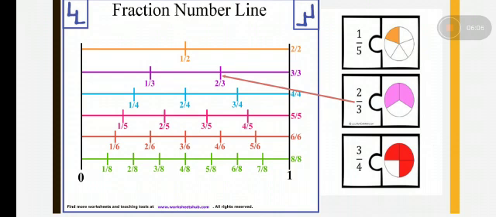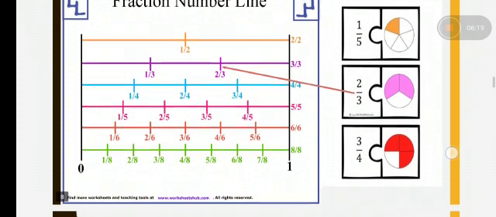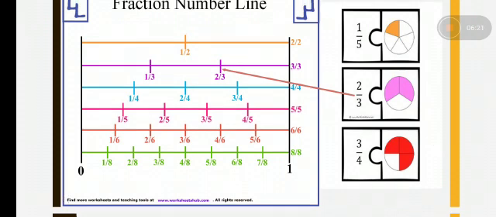Now the blue line, we can see we have divided the blue line into 4 parts. So first part is called 1 out of 4, second part is called 2 out of 4, third part is called 3 out of 4, and fourth part is called 4 out of 4. So the number of parts of the fraction is written on the denominator, and the number of pieces that are there on top is written on the numerator side.